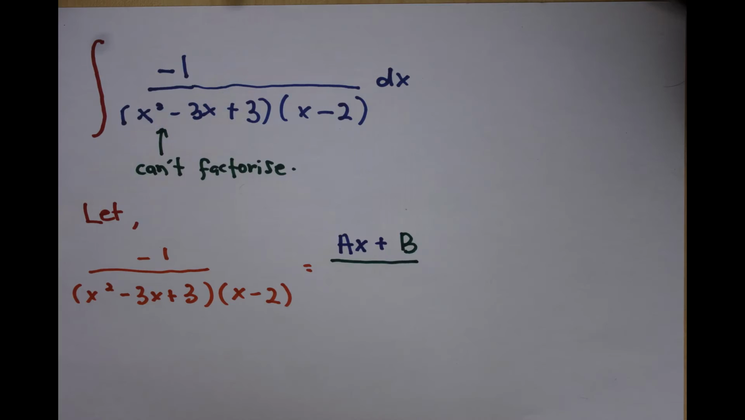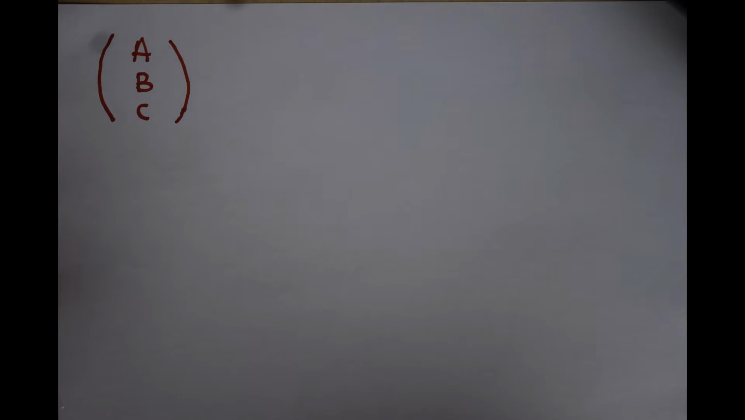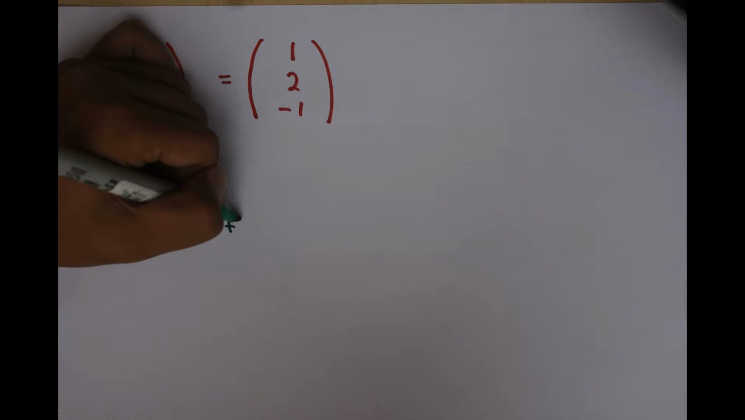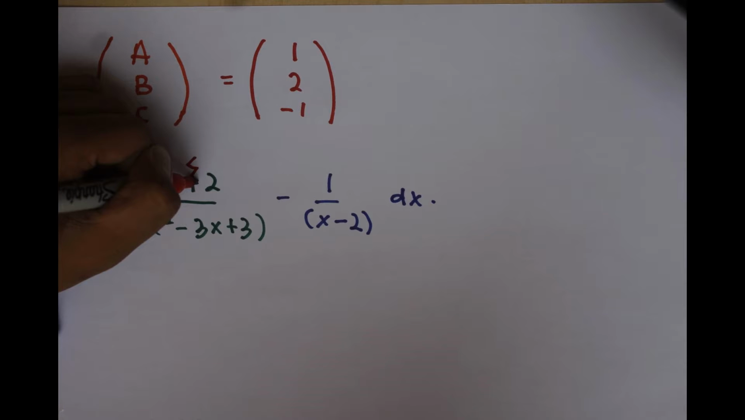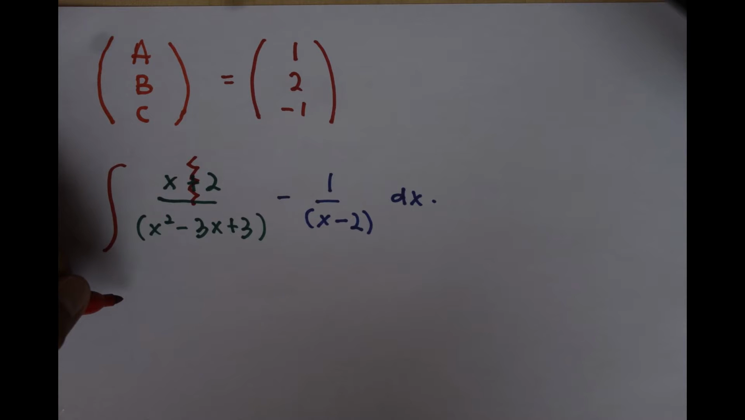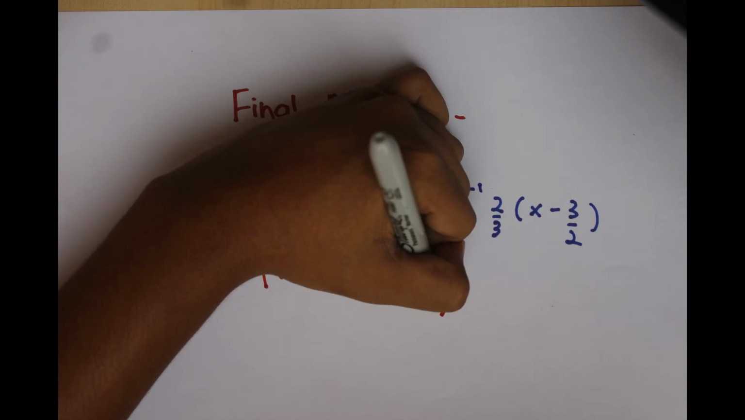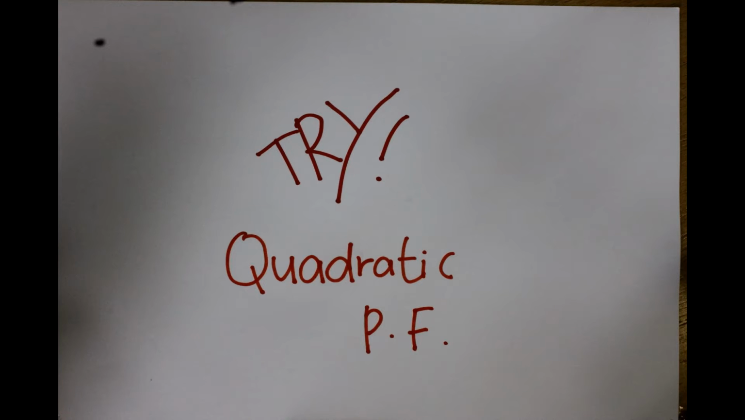Let the equation be ax plus b over x squared minus 3x plus 3 plus c over x minus 2. Then find a, b and c. You will get a equal to 1, b equal to 2 and c equal to negative 1. From here, you can integrate this function easily, as you can solve the first two terms by splitting them into two terms, and you will get this. Here are a couple more questions for you to try out.